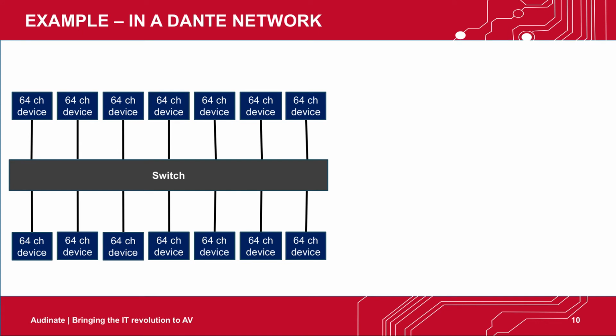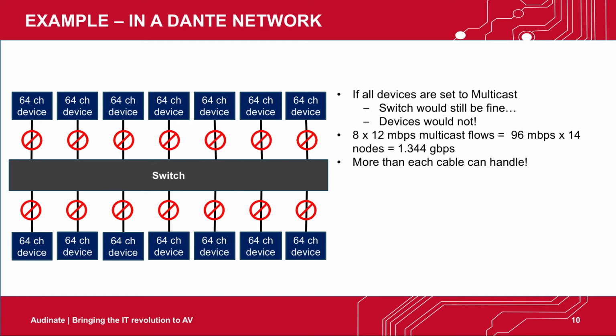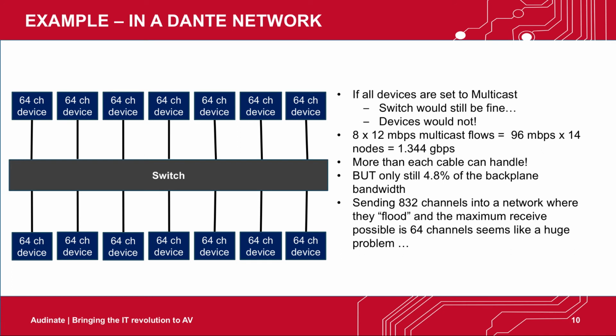Now, let's see what happens when we turn on IGMP. Think of the previous example where we ran out of bandwidth. If all devices are set to full multicast, the switch would still be fine, but devices would not. 8 by 12 megabits per second multicast flow gives us 1.344 gigabits per second. This is more than a switch can handle, but it's still 4.8% of the backplane bandwidth. Sending 832 channels into a network where they flood and the maximum receive possible is 64 channels seems like a huge problem.